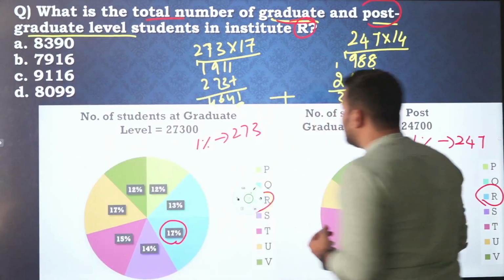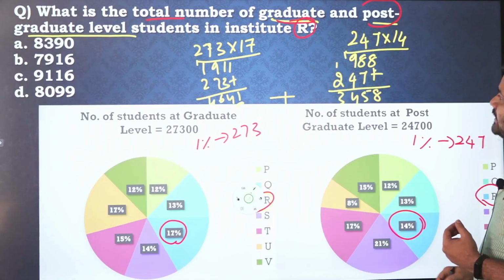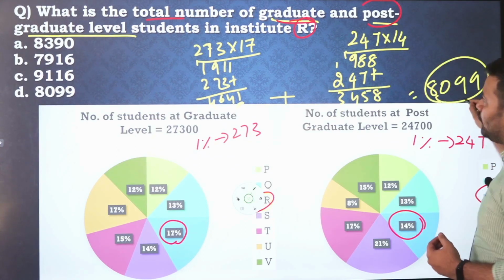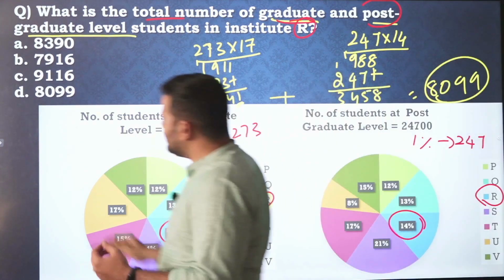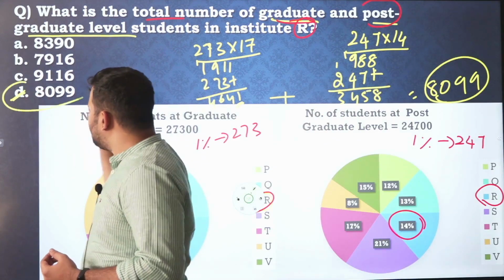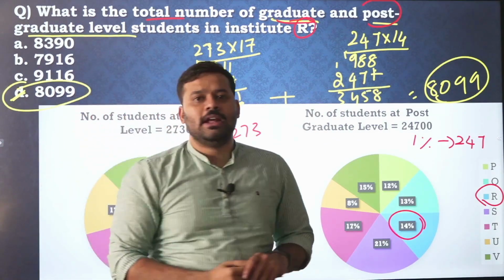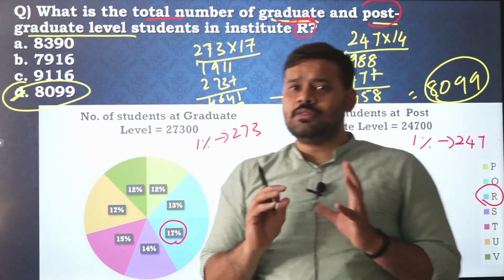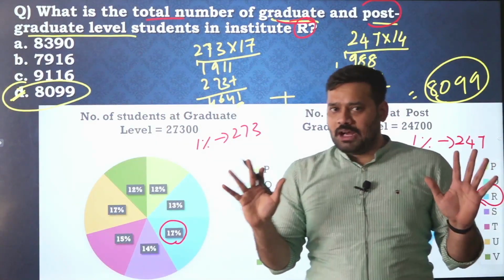So this is going to give us 8099. Okay. Do we have 8099 in the answer? Yes, we have that in the options. So option D, 8099 is the right answer. This might turn out to be a little calculative, okay, but easy to score marks.